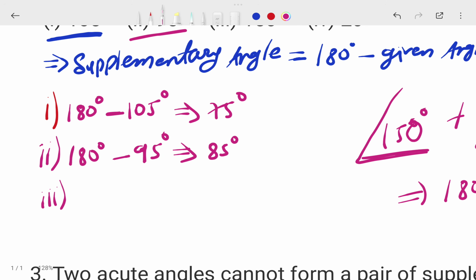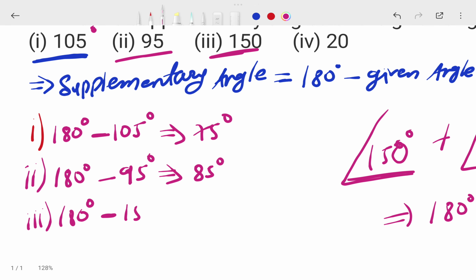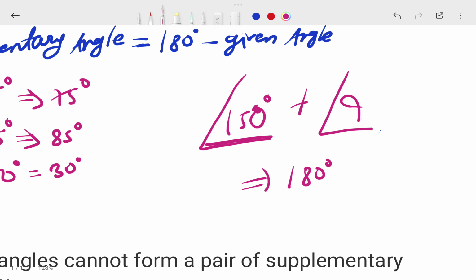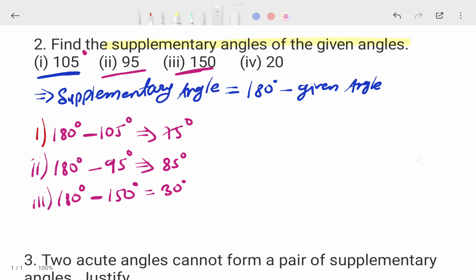Simple. The supplementary angle total is 180. The given angle is how much? 150. Subtract from 150, and if you subtract, 30 will be left. So the next angle should have to be 30. If it is 30 degree, then if you add, it is going to be 180 degree. Okay, simple. You have to write the supplementary angle total, and then you have to subtract.